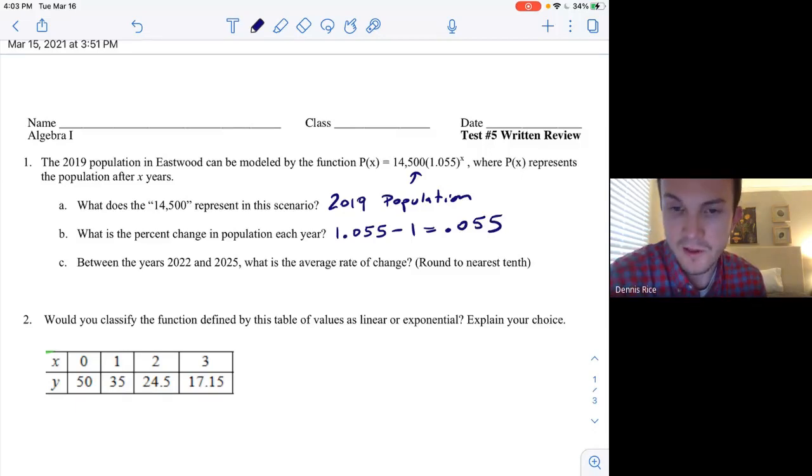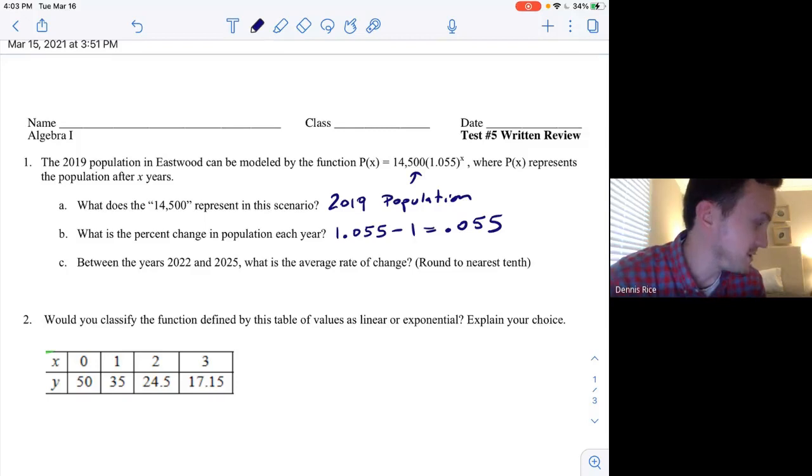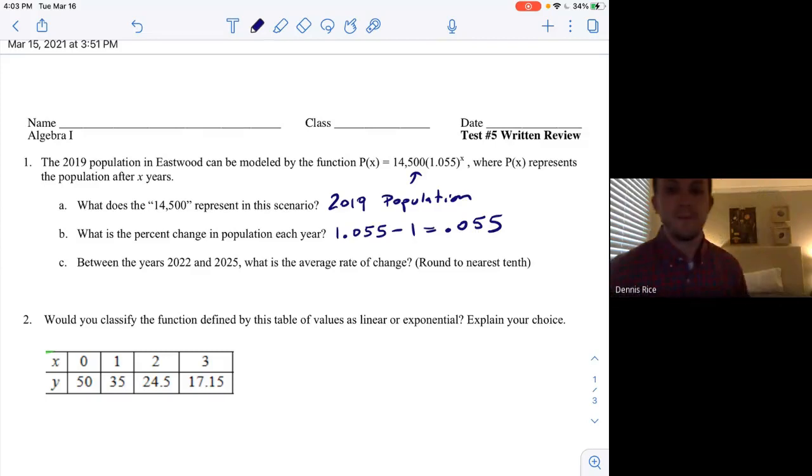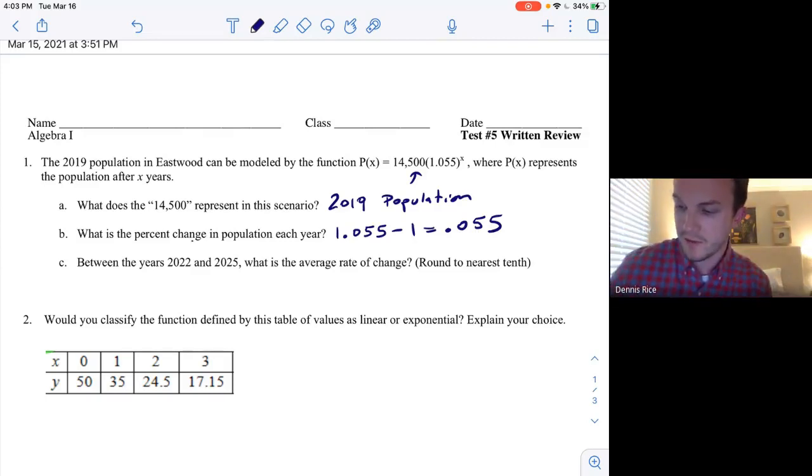Now making it into a percent. When we make a decimal into a percent, we move the decimal 2 places to the right, basically multiplying by 100. And that will become 5.5%. Okay, 5.5%. I know I'm writing sloppy, and the answers are up. I'm just explaining everything.